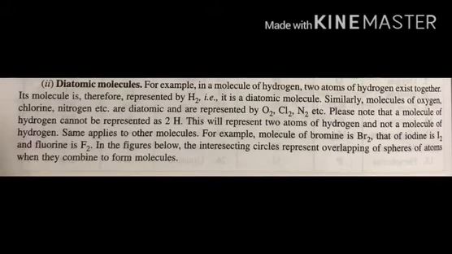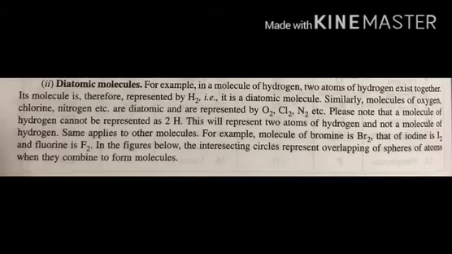Diatomic molecules. For example, in a molecule of hydrogen, two atoms of hydrogen exist together. Its molecule is therefore represented by H2. That is, it is a diatomic molecule. Similarly, molecules of oxygen, chlorine, nitrogen, etc. are diatomic and are represented by O2, Cl2, N2, etc.